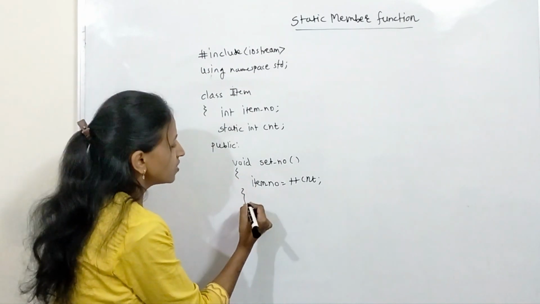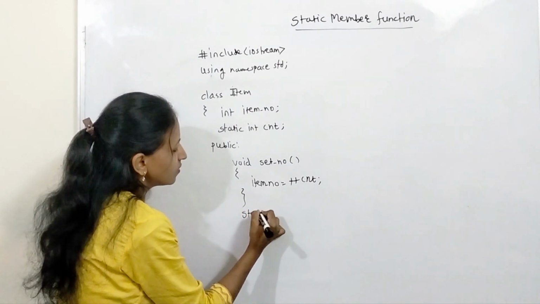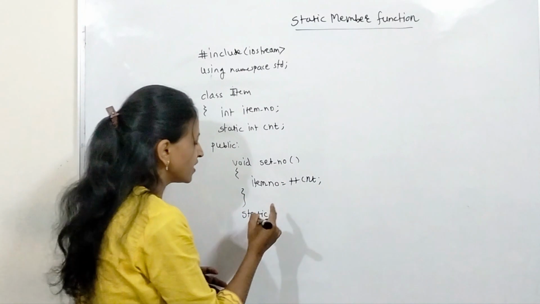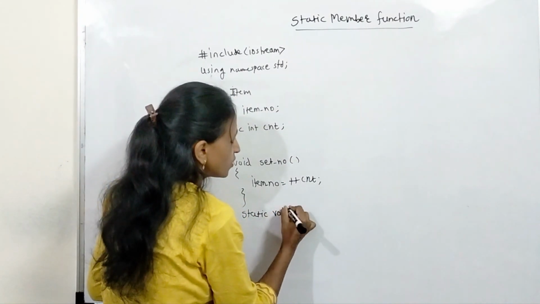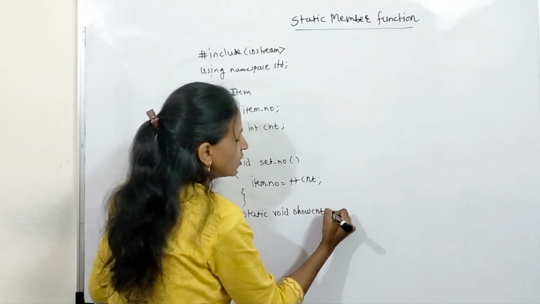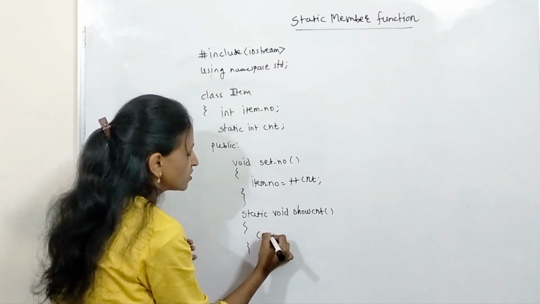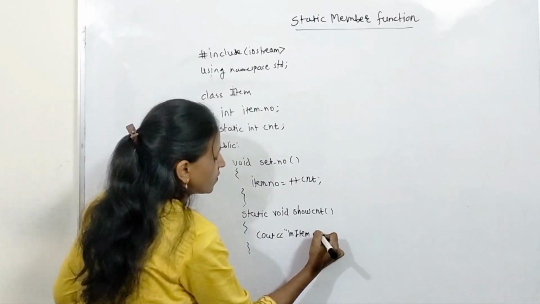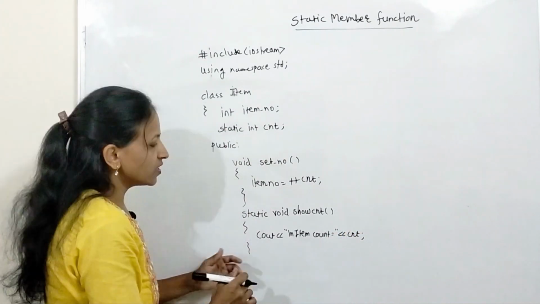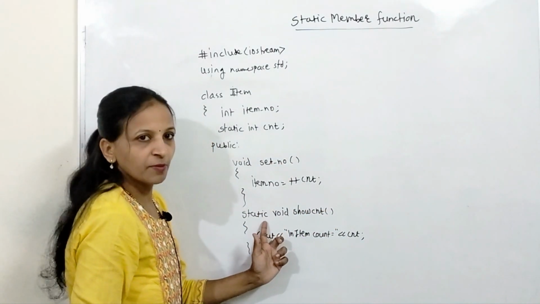That's it. Now here we just have to show count. For that we'll write one static member function. For that the first keyword we have to use is static. Then void show cnt, meaning show count, and here no arguments are required. Here we are just displaying the counter's value. Cout item count equal to cnt. Here see, count is a static variable, that's why we can access it inside this static member function.